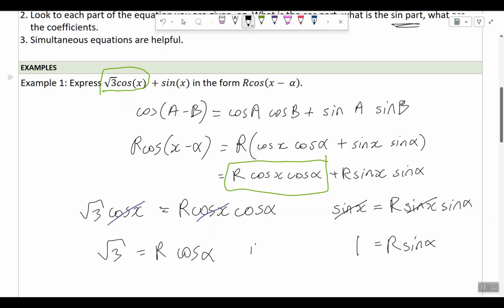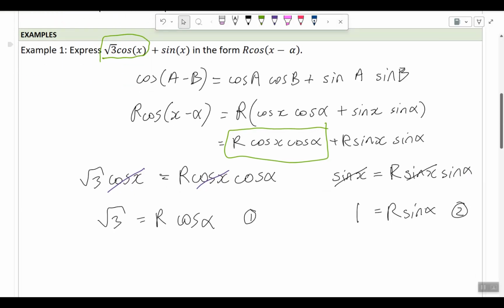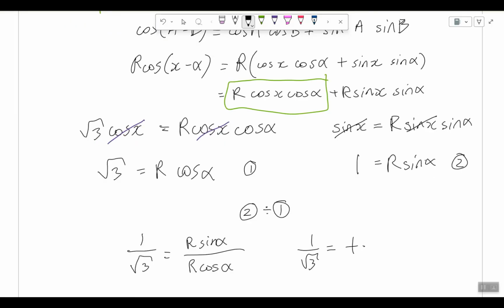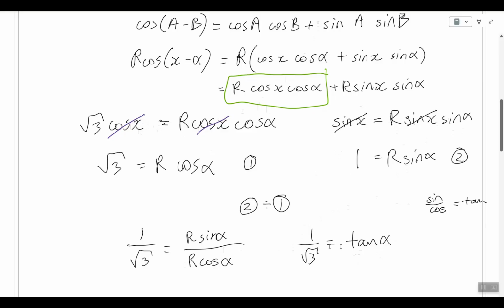Okay, so if this is equation 1 and this is equation 2, what does tan equal, do you remember? Sine over cos. So if we do equation 2 divided by equation 1, we'll hopefully get a tan. So 1 divided by square root 3 equals R sin alpha divided by R cos alpha, which is tan alpha. Do you remember sine divided by cos is tan? Simultaneous equations to get tan.